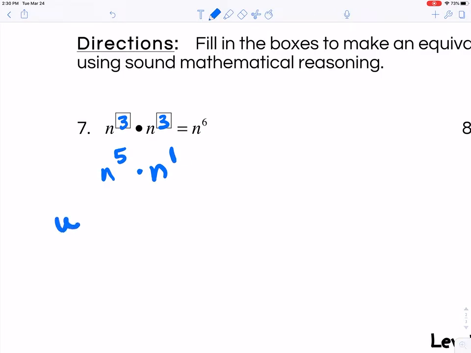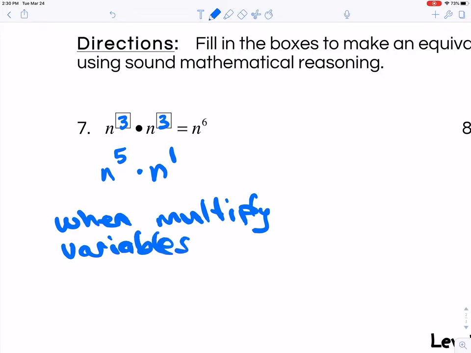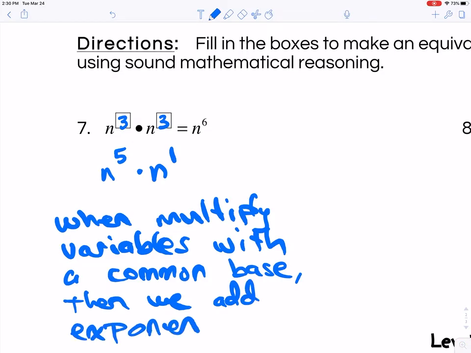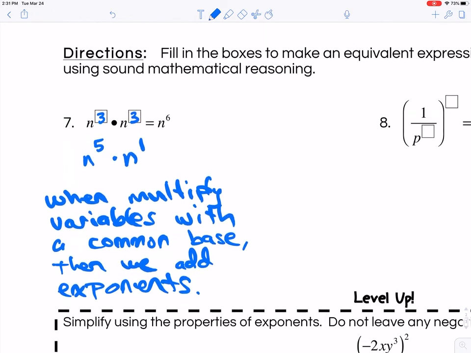So just to reiterate, when we multiply variables with a common base, in this case they're both n, then we add the exponents. I've even seen some students get creative and do n to the -2 times n to the 8th, and that still works too. So there are a lot of correct answers for that one.